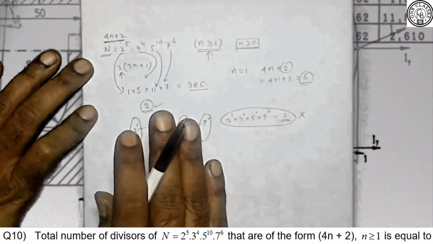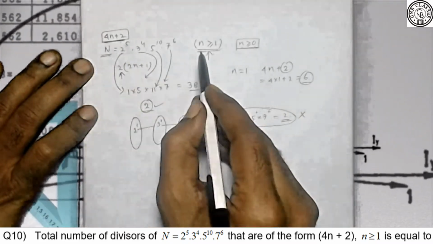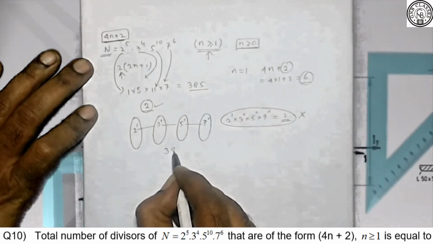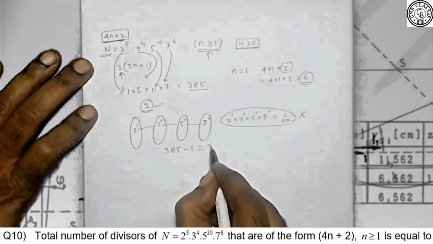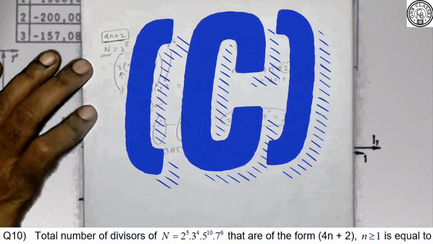Okay? Therefore, the total number of divisors which are of the form 4n plus 2, but when n is greater than or equal to 1, the total number of factors will be 385 minus 1, which will give you 384. Hence, option C will be correct in this sum.